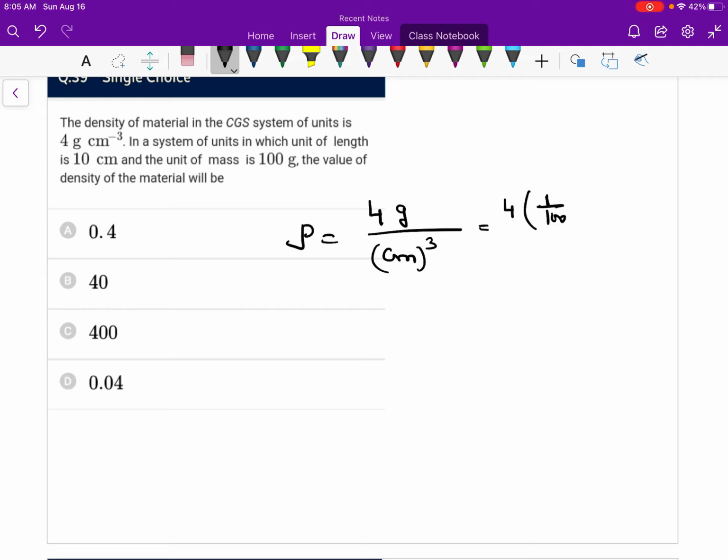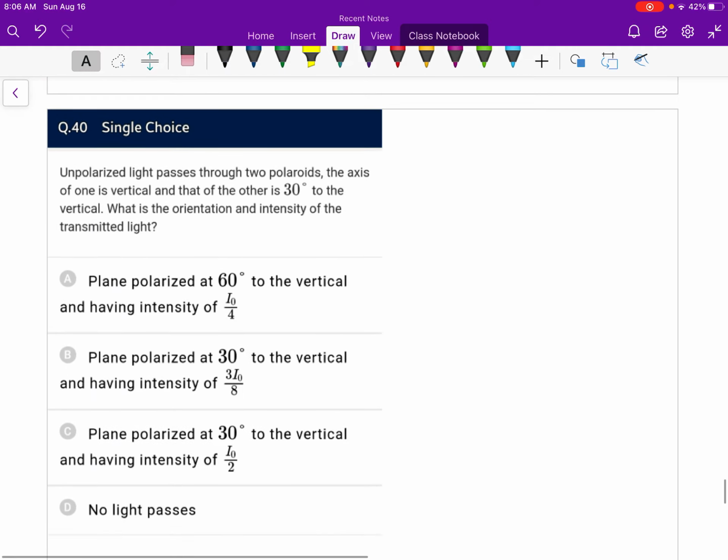So 4 into 1 by 100 and 1 centimeter. See, 10 centimeter is equivalent to 1 unit. So 1 centimeter is equivalent to 1 by 10 unit. So 1 by 10 raised to power 3. So this is 40 new units. So B is the correct option.